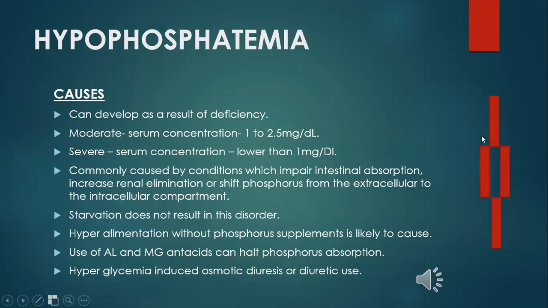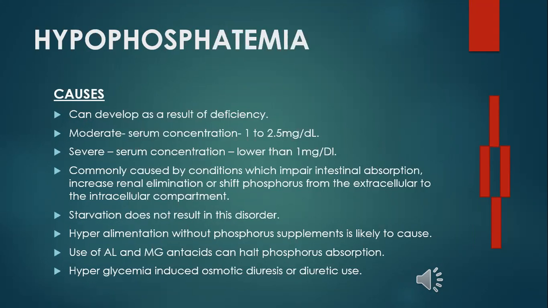Now, moving on, hypophosphatemia, as the name indicates, is an electrolyte disorder in which the phosphorus levels are below the standard ranges. Now, it can be divided into two types. Number one, moderate hypophosphatemia, which has a range of 1 to 2.5 mg per dL, and severe hypophosphatemia, in which the serum concentration drops below 1 mg per dL.